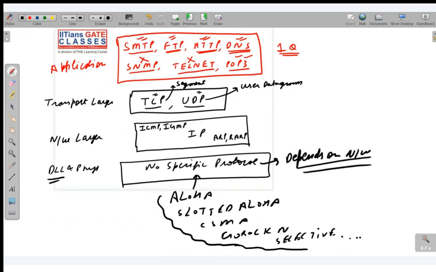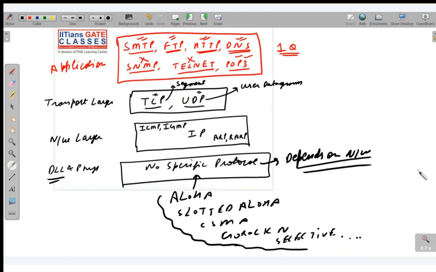So now here I have written protocols because they are irrelevant to the network. Whatever network you have built, you have to use IP. You have to use ICMP, IGMP, ARP, RARP. You have to use TCP, UDP. One of them you have to use, but there is no compulsion here. That's why I have written no specific protocol, and it depends on the network. But there are many protocols which we are going to study.